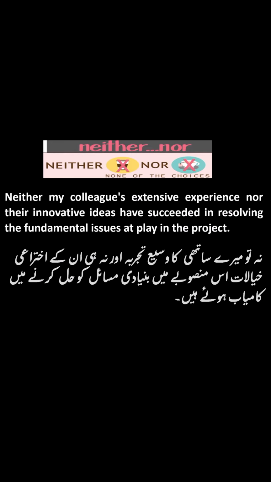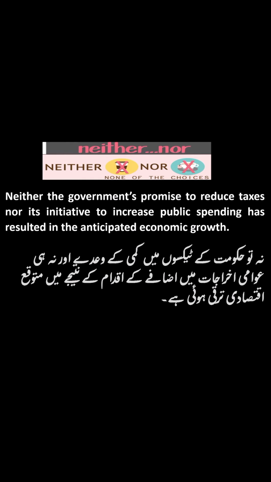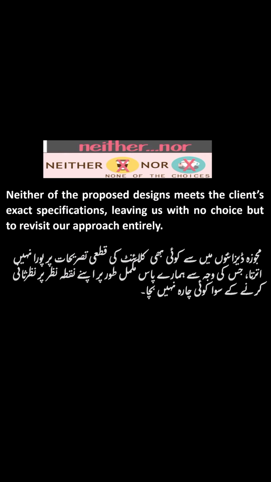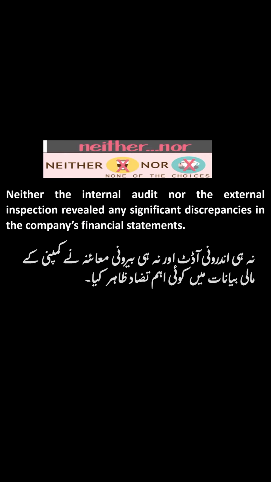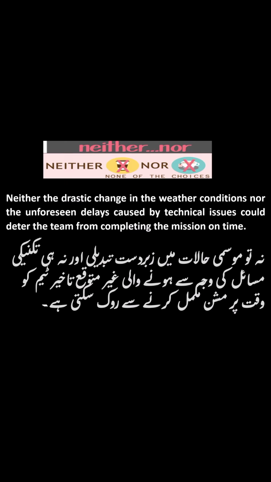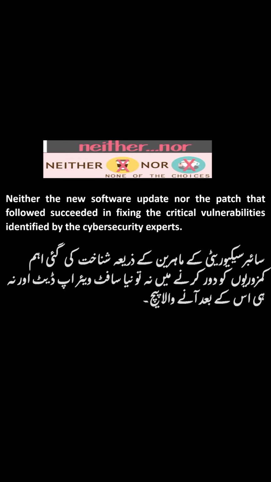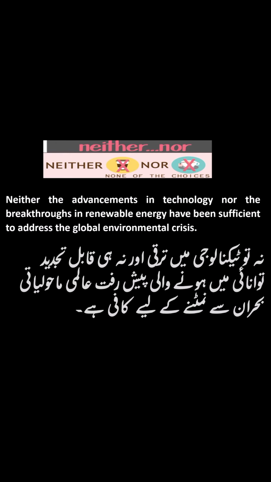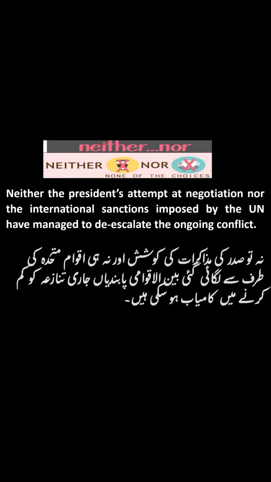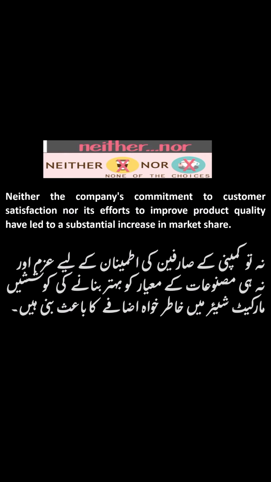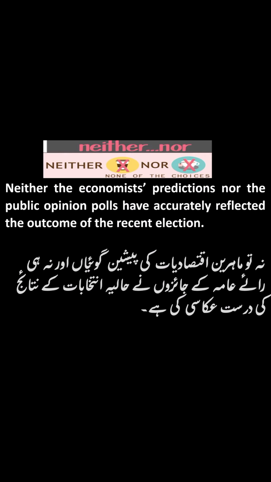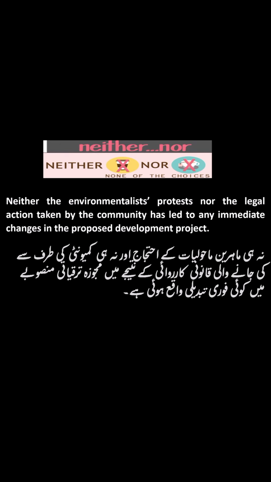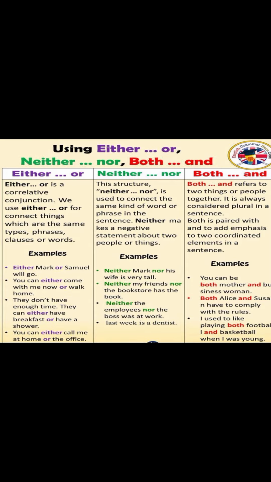4. Adding emphasis. These conjunctions can add emphasis to the choices or negations being presented. They clearly highlight that there are specifically two options being considered. 5. Avoiding ambiguity. Using either, or, and neither, nor correctly helps avoid ambiguity in sentences where multiple options are involved. They clearly define the relationship between the alternatives.